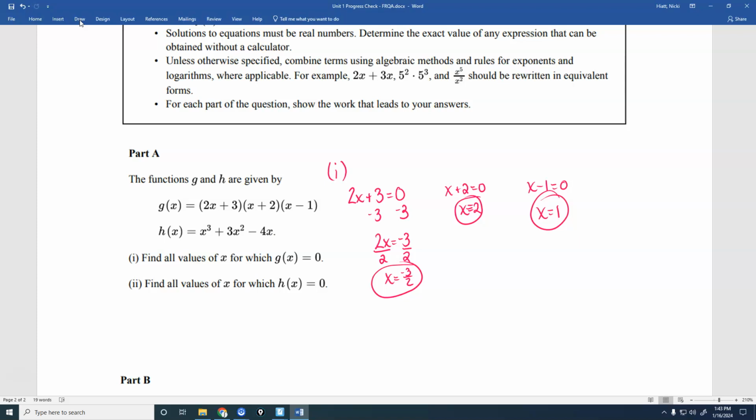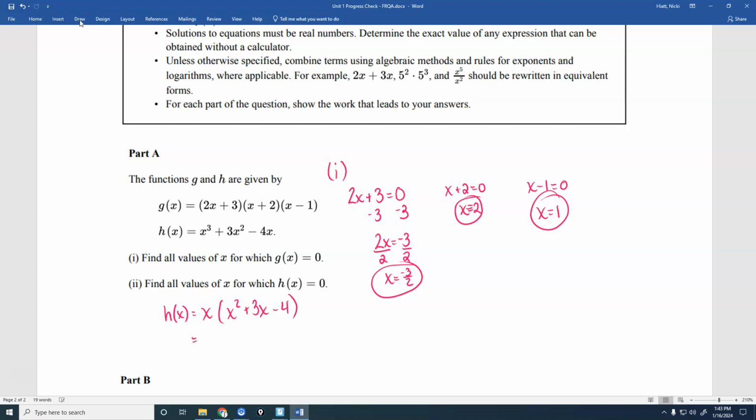What have we got to do differently on that one? We got to factor because it is not factored. What is the first thing we're going to have to do to factor that? Take an x out. Perfect. So we got h of x equals x times x squared plus 3x minus 4.